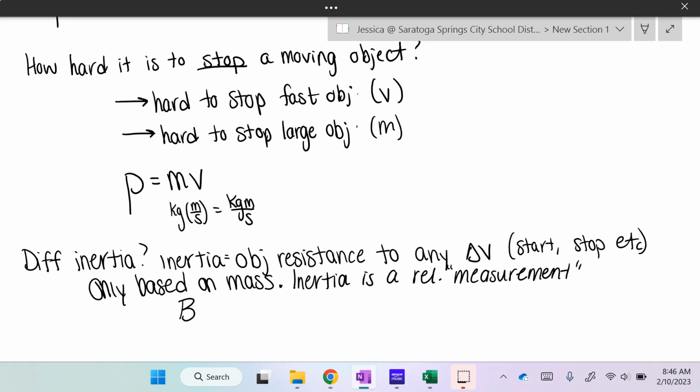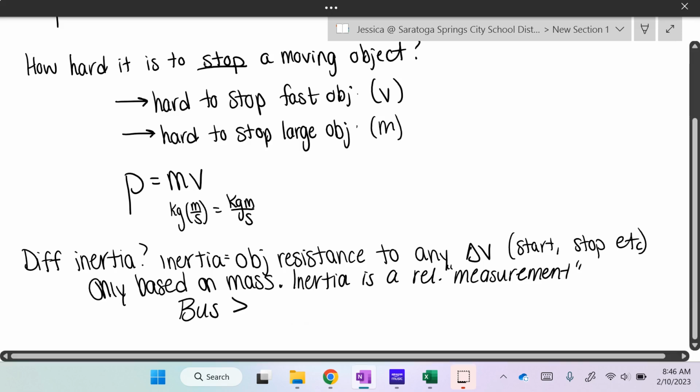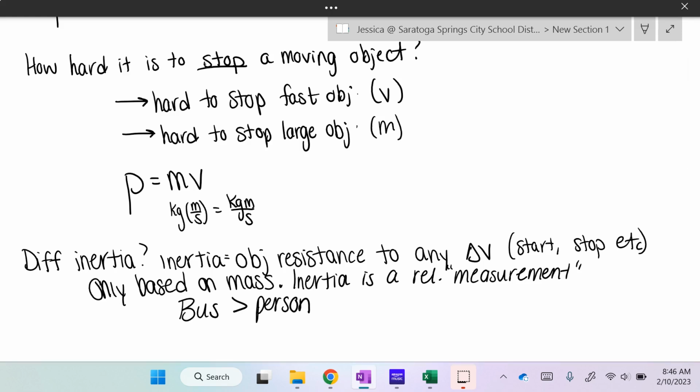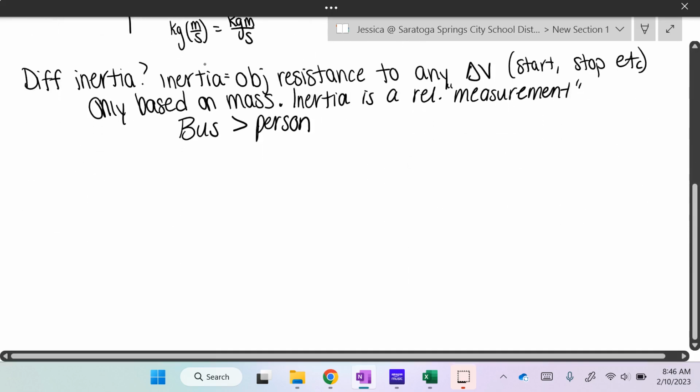Like a bus, we can't say that a bus has big or small inertia because we need to compare it to something. But a bus would have greater inertia than a person. Okay? But with momentum, a bus and a person could have the same momentum if the person was moving very fast. Okay, so that's the difference between momentum and inertia. Just keep that in mind as we move forward.